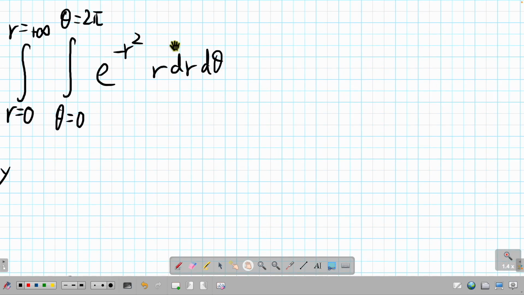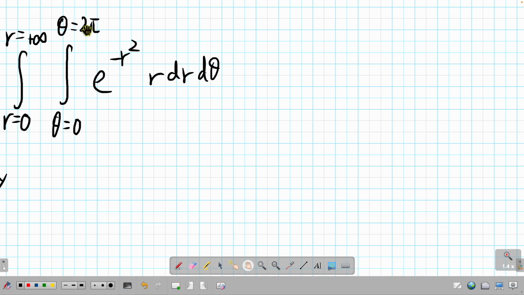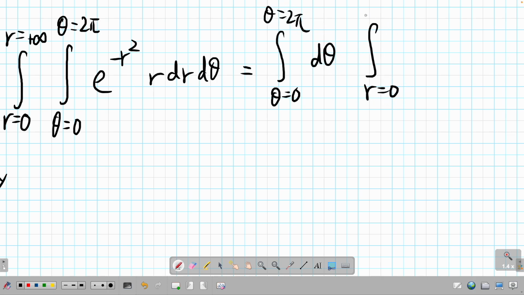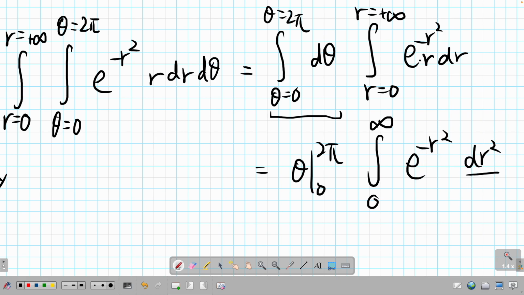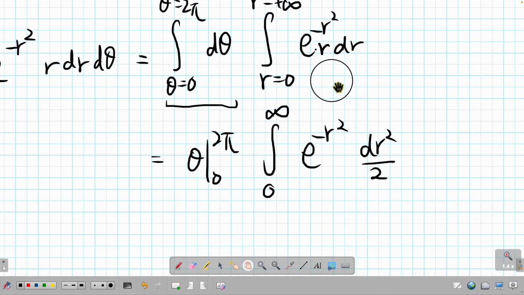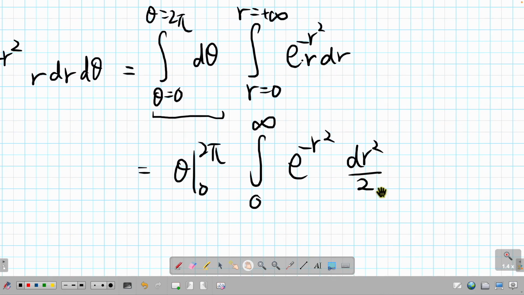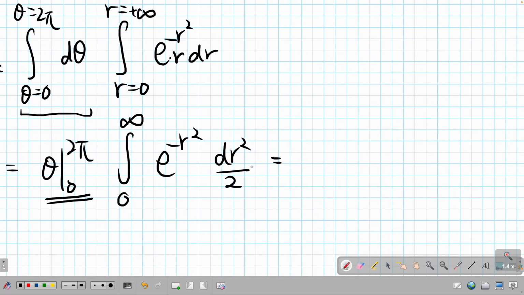Then the following is to evaluate this. We have two integrals. This one is on theta alone, but there is no theta in the integrand, so we can split them. This one is theta from 0 to 2 pi. This one is r from 0 to positive infinity. I absorb the r into the dr, which gives me d(r squared) divided by 2. Then the first term gives me 2 pi, and the 2 pi cancels with the half, giving me pi.